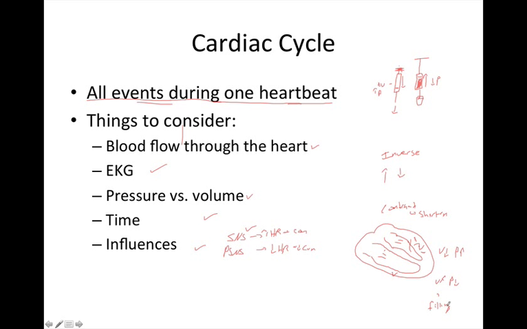That favors filling. So that's something to keep in mind. And we'll talk more about all these events in a little bit, but it's important to understand the concept of pressure and volume. One goes up, the other goes down.